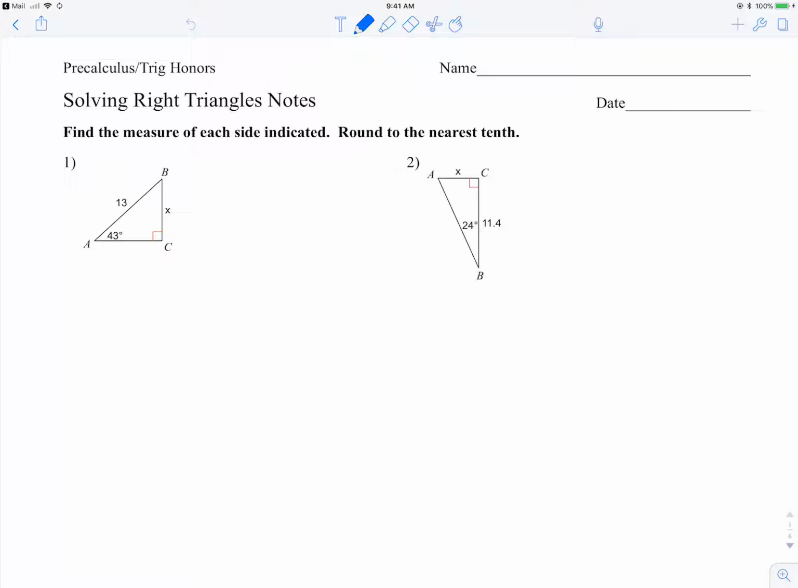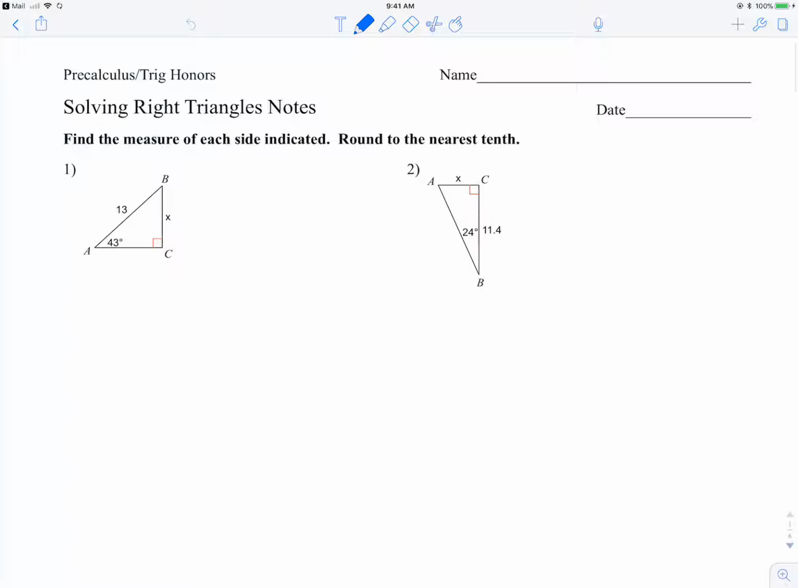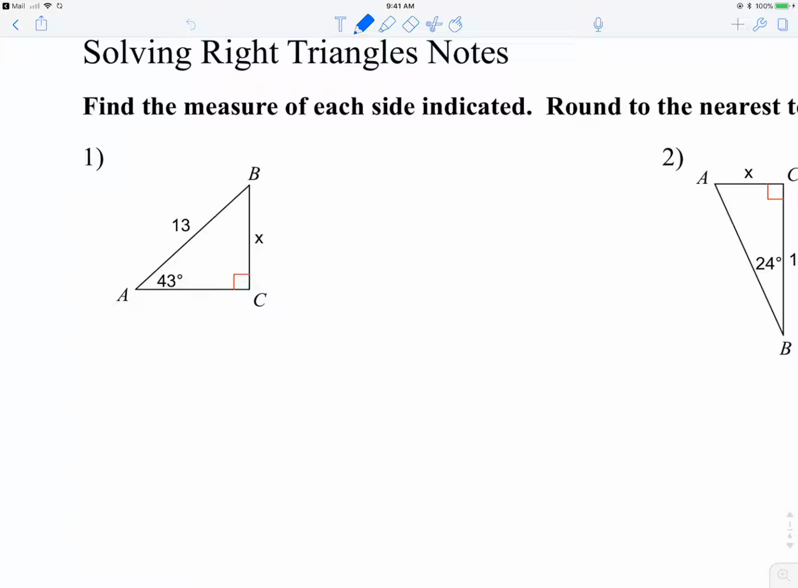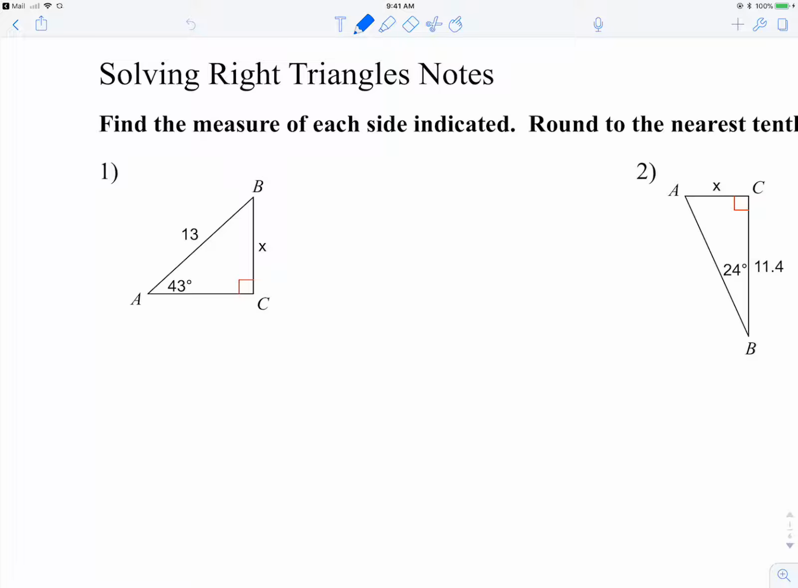The first type of problem in this section is solving for a missing side of a right triangle. These are all right triangles that we're working with. In the next section of examples, you're solving for an unknown angle. And in the last section of examples, you're solving a right triangle completely, so you're solving for any unknown angles or any unknown sides.